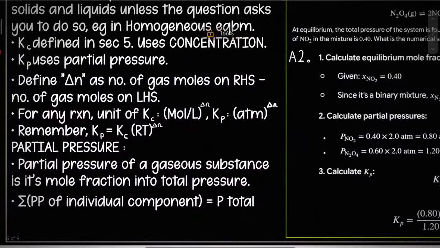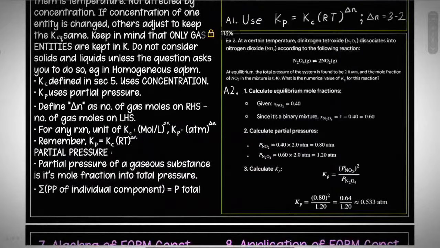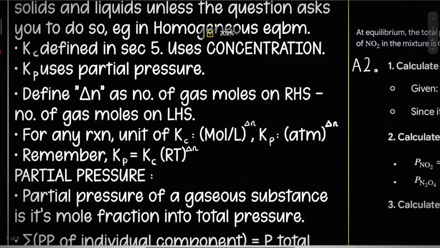So for any reaction, the unit of Kc is going to be (mole per liter) raised to the power delta n. Kp will be atm raised to the power delta n, where atm is atmospheric pressure. And remember this expression: Kp is nothing but Kc into the universal gas constant R into the absolute temperature T of the vessel, raised to the power delta n.